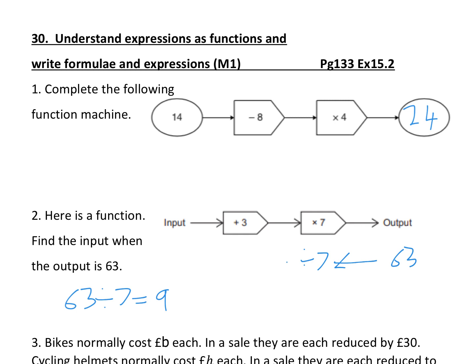And then we'd have to do the inverse or the opposite of plus 3, which is minus 3. And 9 minus 3 would give us the answer 6. And you can check that 6 plus 3 is 9. 9 times 7 is 63, which is what we want.